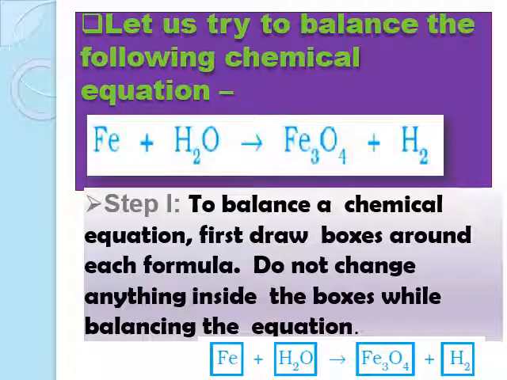Now children, we will learn how to balance a chemical equation. One example is given: Fe plus H2O gives Fe3O4 plus H2. The first step is to draw a box around each formula, and we don't have to change anything inside the boxes while balancing the equation.